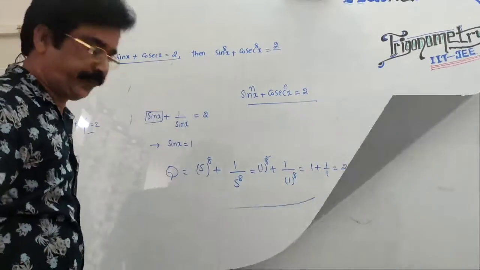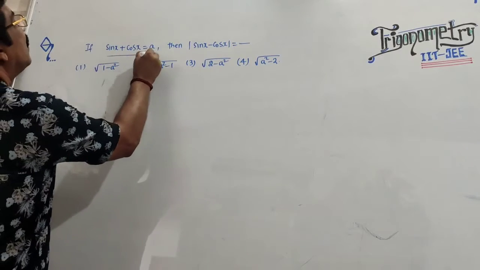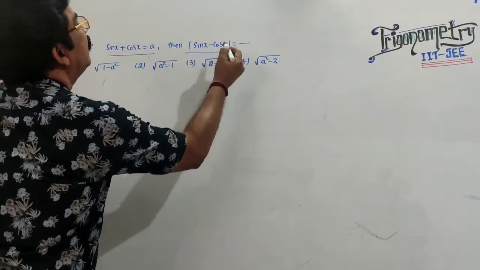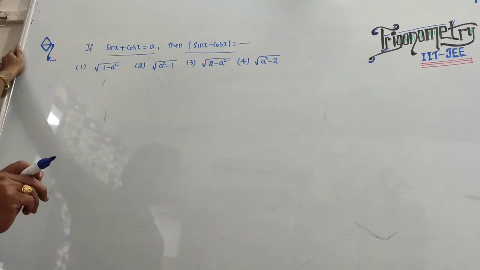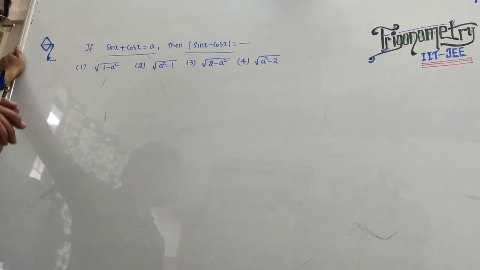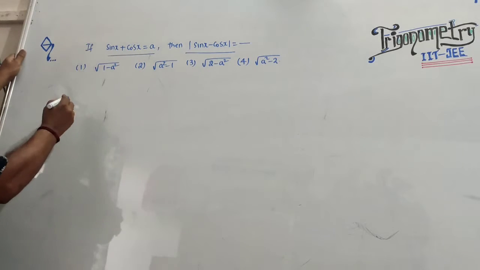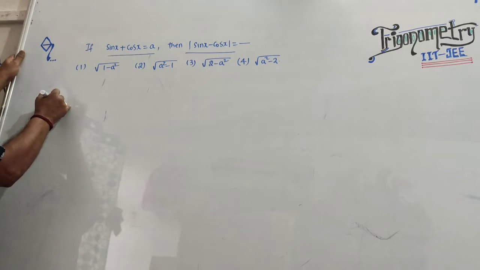Next problem: if sin x plus cos x equal to a, then modulus of sin x minus cos x is what? Two methods are there. Number 1 shortcut, number 2 procedure. So first shortcut, method 1.